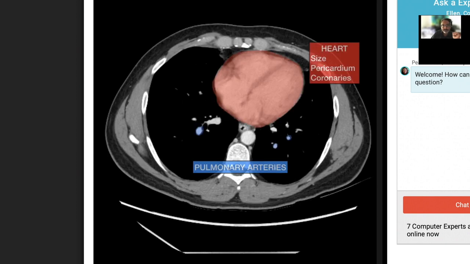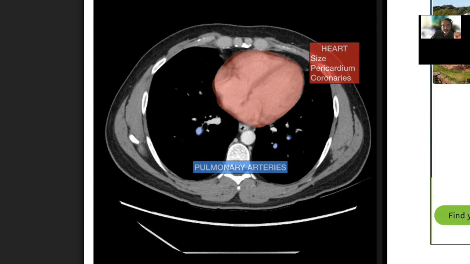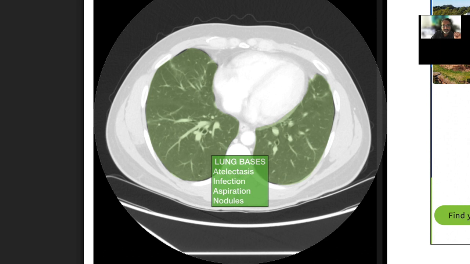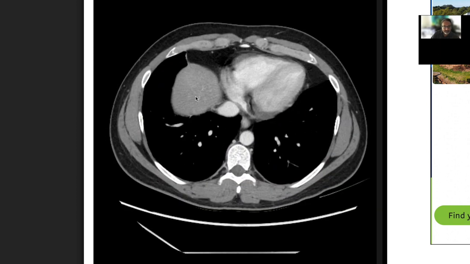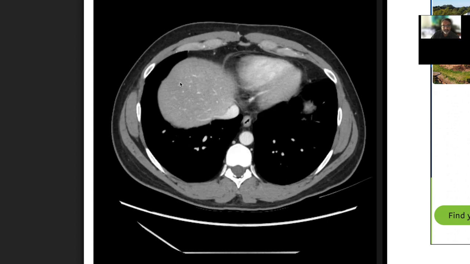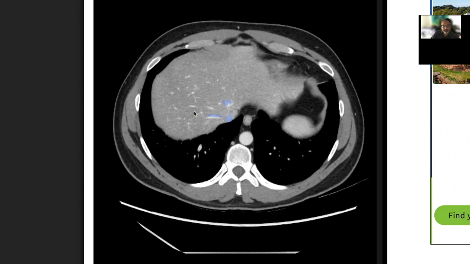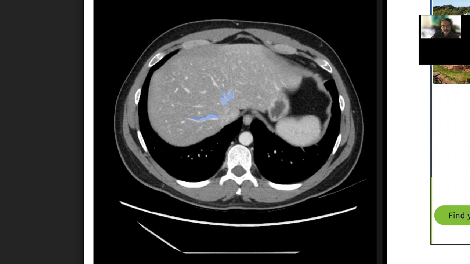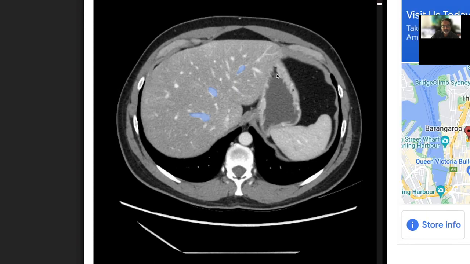So this is still in the thorax. It says heart, pericardium, pulmonary arteries. Let's keep going further down. Still in the thorax, talking about the lungs. But here, you see the liver is coming up. It will tell you in a second that that is the liver. You said esophagus, it says that's the esophagus. Those are the hepatic veins that they're showing you. Then here you can see the stomach coming up and the spleen.